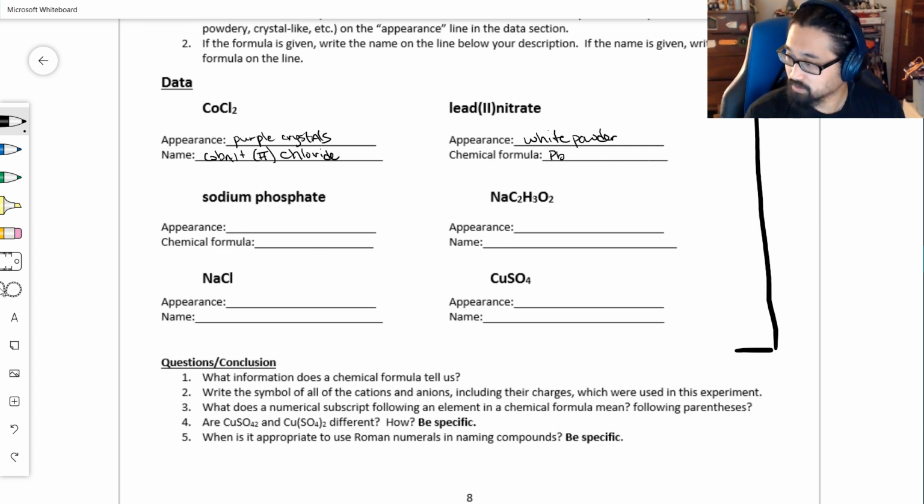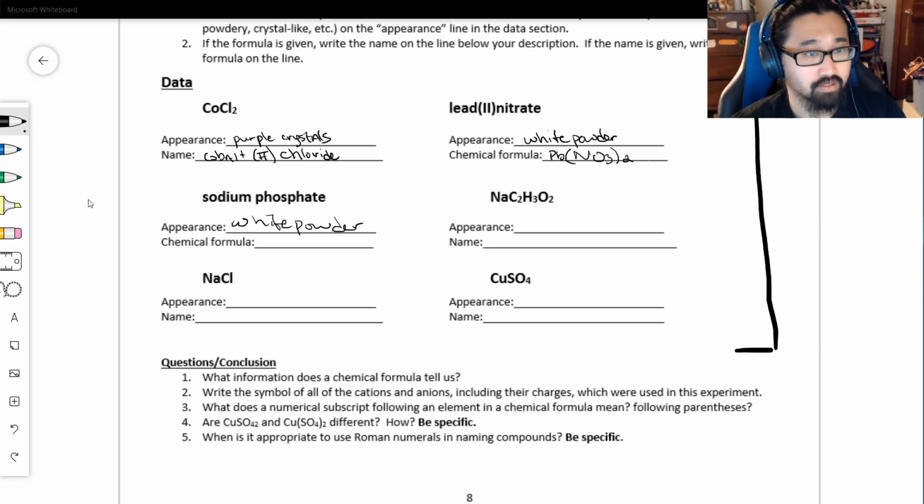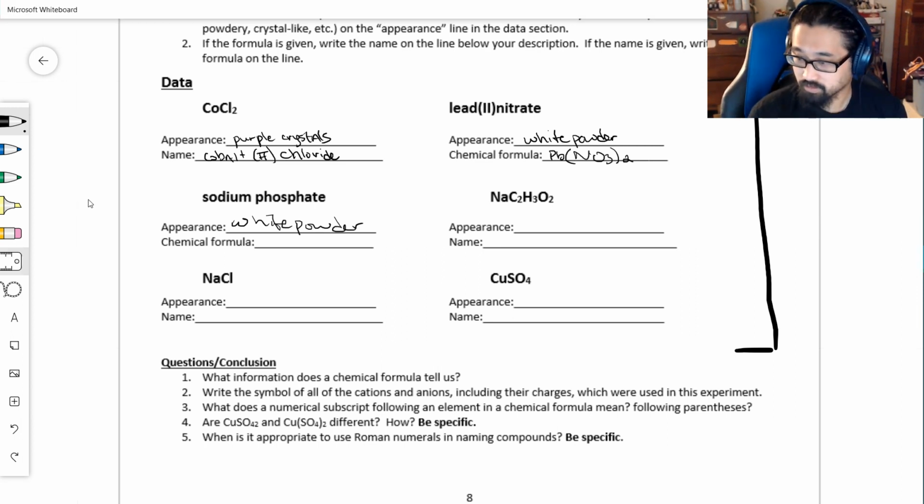Alright, so Pb(NO3)2. Sodium phosphate was also a white powder. Oh, I think I know what's happening. I think I have realized what is happening. There we go. Okay. Now we're working. Sorry about that. This was also a white powder. Chemical formula is Na3PO4.